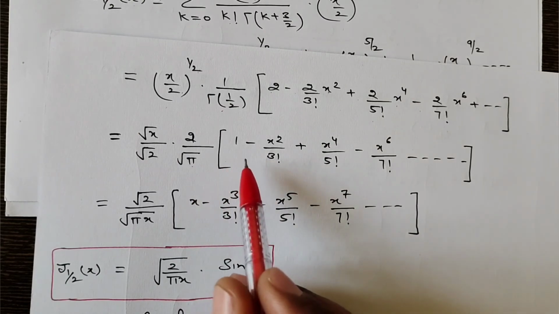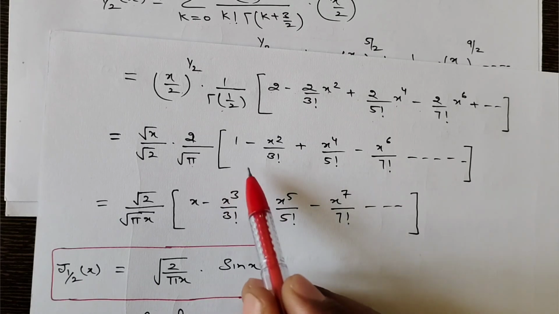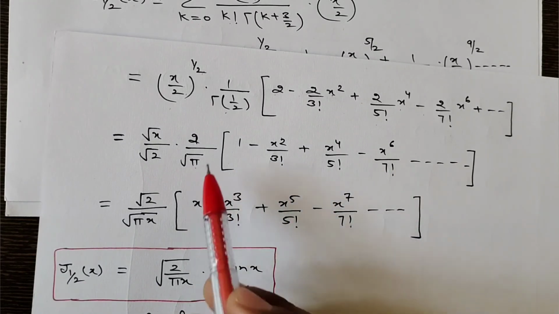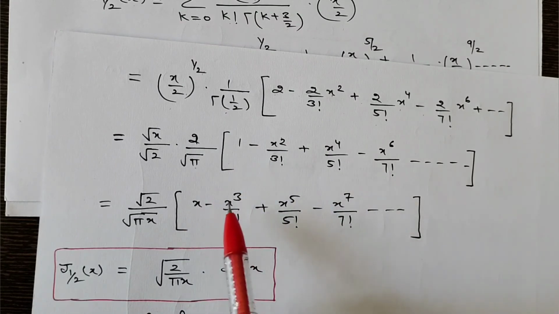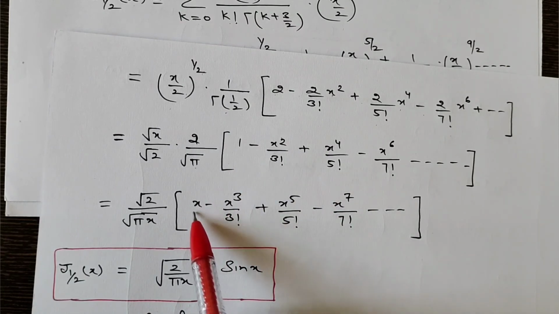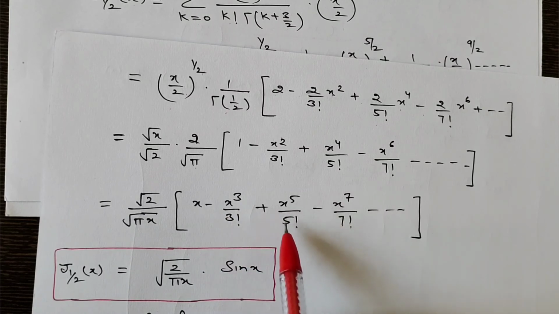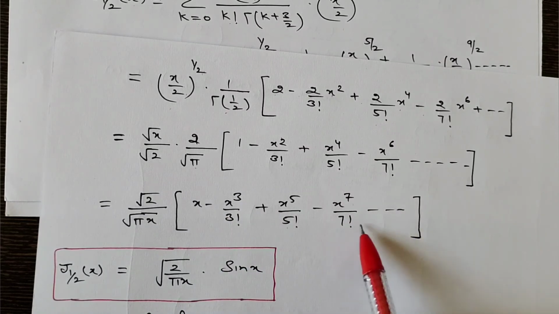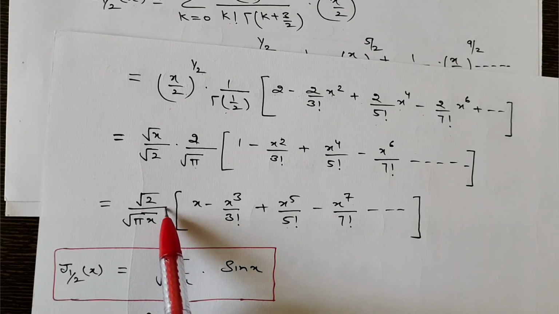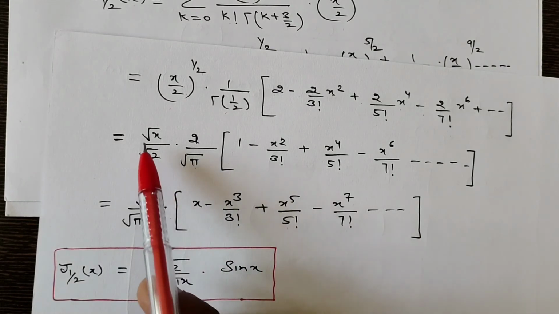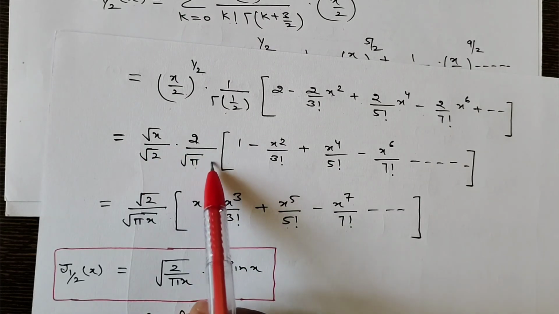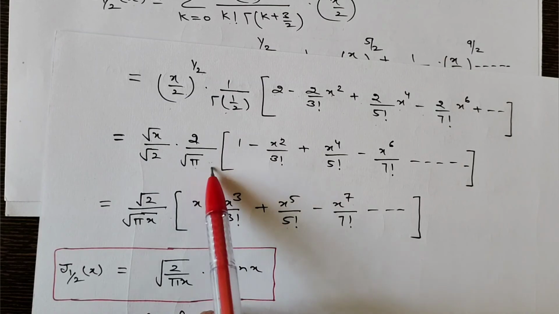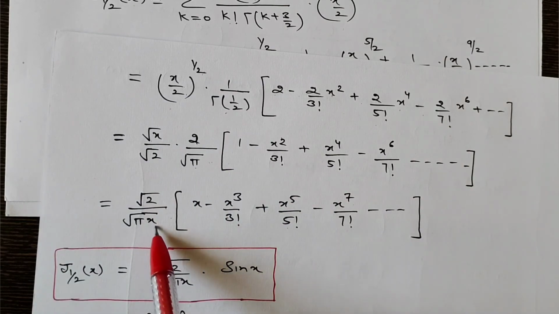If I multiply this entire expression inside the bracket with x and divide it by x, then there is no change in this equation. But after multiplying with x, the term inside the bracket will become x minus x cubed by 3 factorial plus x^5 by 5 factorial minus x^7 by 7 factorial and so on. And this term is also divided by x. So there is square root of x in the numerator and there will be x in the denominator. So after cancelling, there will be root x in the denominator.